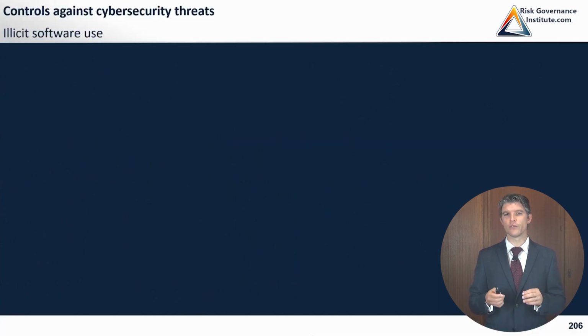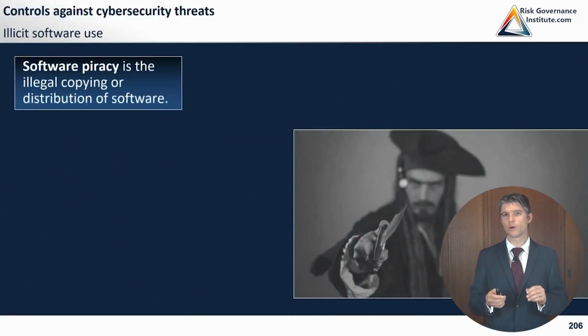Illicit software use. This is an important control against cybersecurity threats because, as you know, illicit software, especially downloaded from, let's just call it the wrong places, might indeed contain certain malicious code, malware within that software, which would create problems for the organization. It could be introducing, say, Trojans within the company network. And so software piracy is definitely problematic.